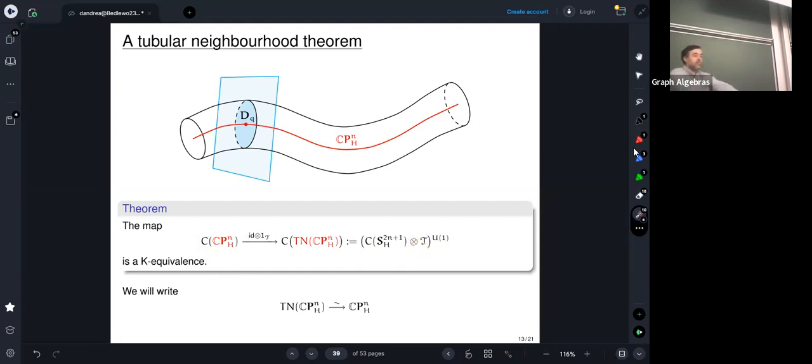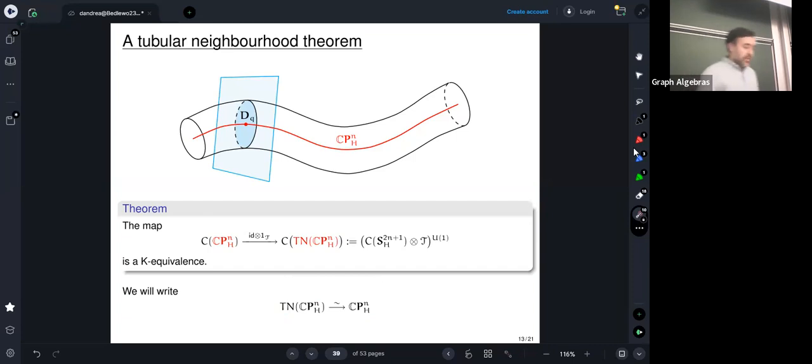And this map, one can prove, induces an isomorphism in K-theory. So this map is a K-equivalence. This will be important in a moment. You can imagine that this map is dual to some morphism from the tubular neighborhood to CP^N_H. And you could think of the tubular neighborhood as CP^N with a disk attached to each point, and there is some map shrinking the disk. But the picture is not very good in the non-commutative case, because in the classical case this is basically a deformation retraction.